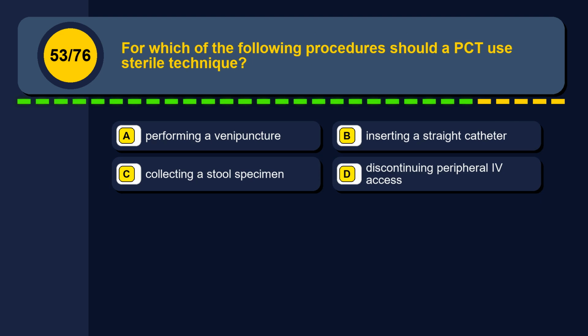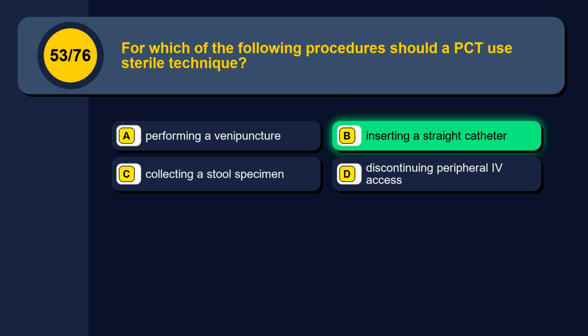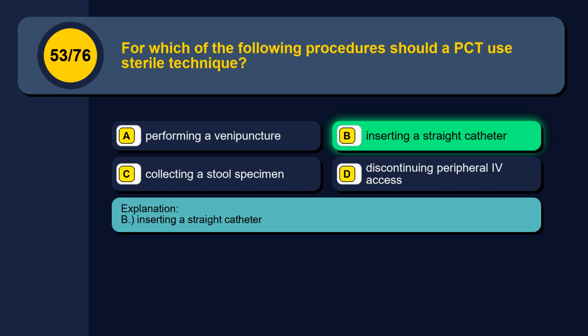The correct answer is option D, blister-like appearance. Question 53. For which of the following procedures should a PCT use sterile technique? Option A, performing a venipuncture. Option B, inserting a straight catheter. Option C, collecting a stool specimen. Option D, discontinuing peripheral IV access. The correct answer is option B, inserting a straight catheter.